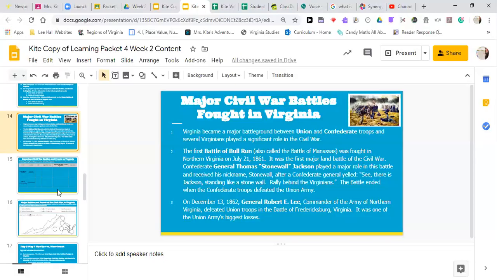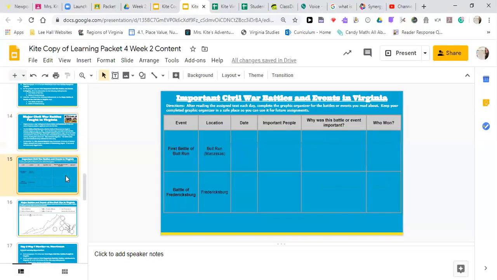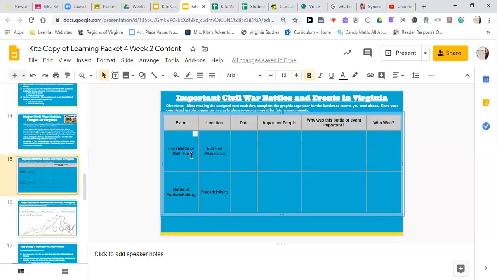So let's go back through our graphic organizer. So we just read about the first Battle of Bull Run. Location was Bull Run, also known as Manassas. Now, something I'm going to type in here is that I want to remember, just in case it shows up again, also called the Battle of Manassas.